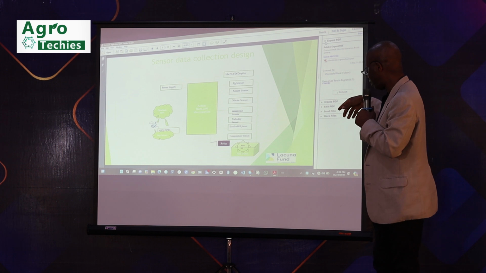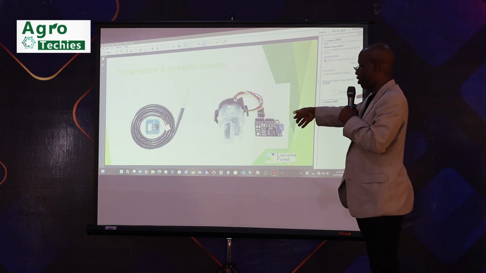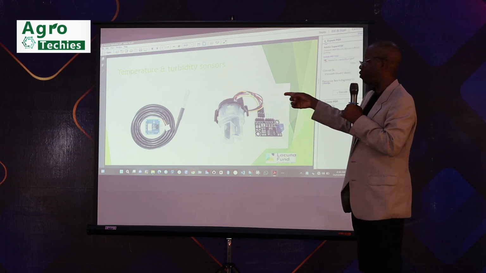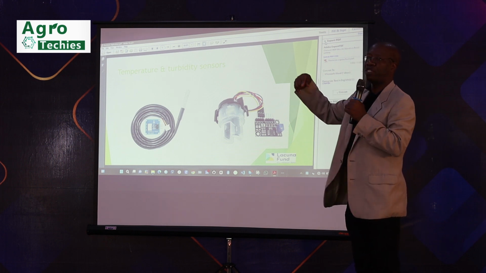So these are some of the sensors we use. The one on the left is the temperature sensor. It's submersible. You put it inside water.